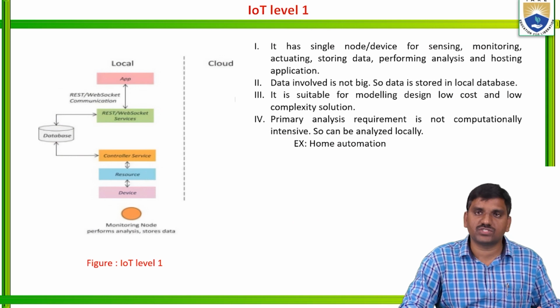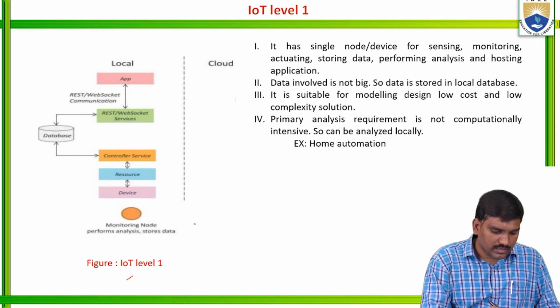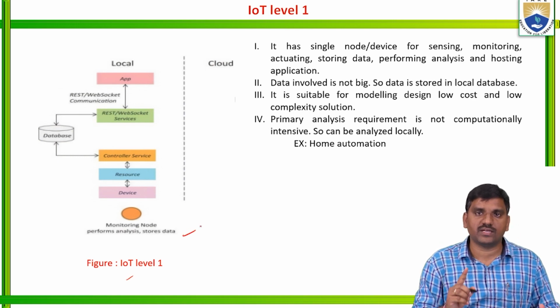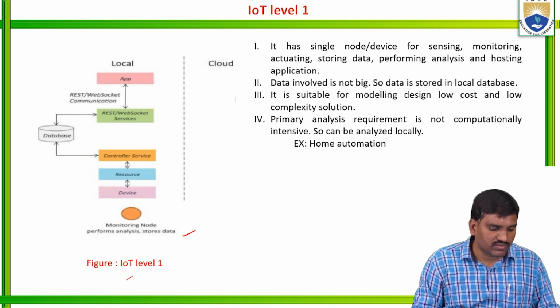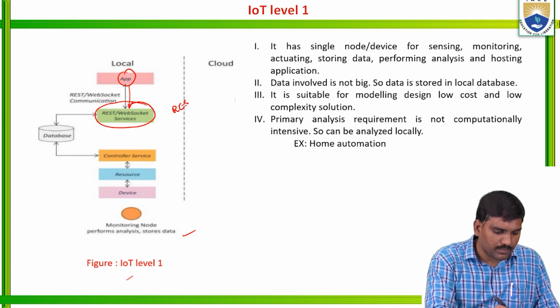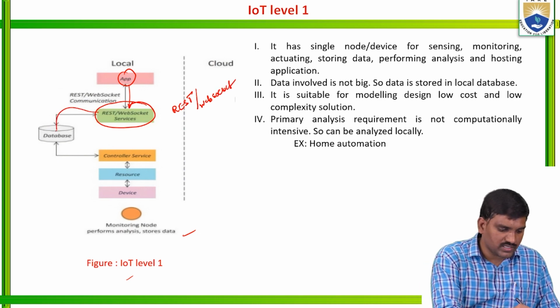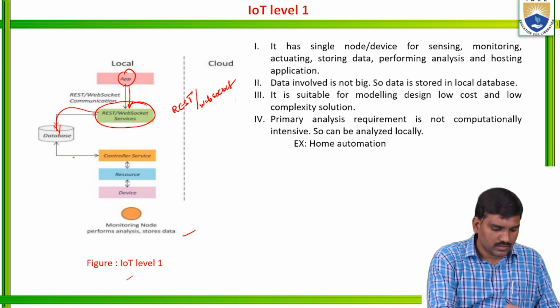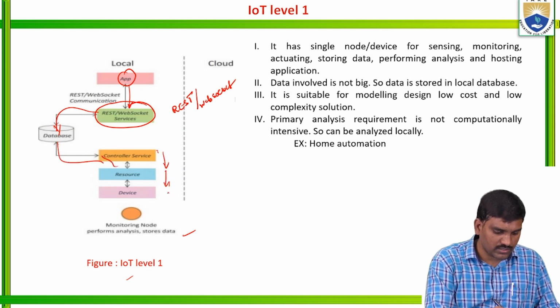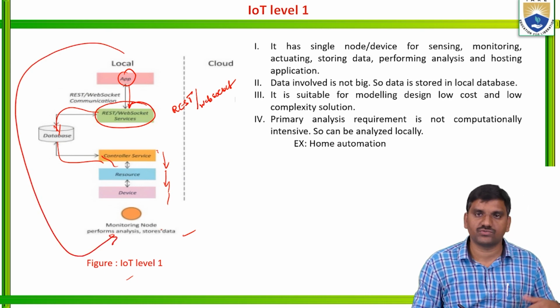So let's move on to the first level of IoT, that is level 1. This is the block diagram of level 1. Here is the application using communication APIs. REST based communication APIs, WebSocket communication APIs, communication services. For that we have a database, control service, resource and device. This is local, to monitor nodes and perform analysis of stored data.